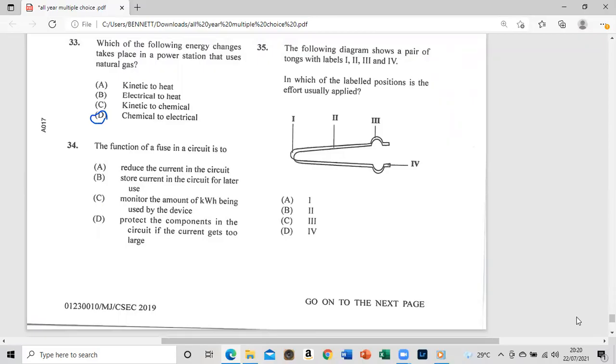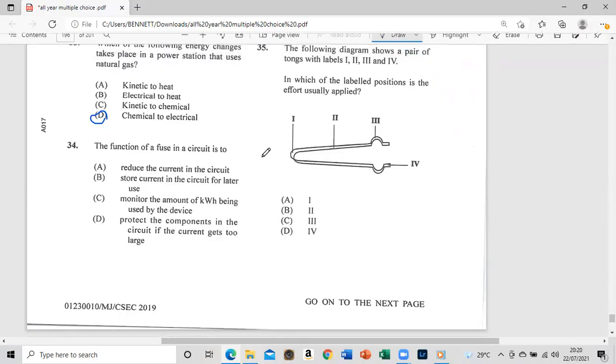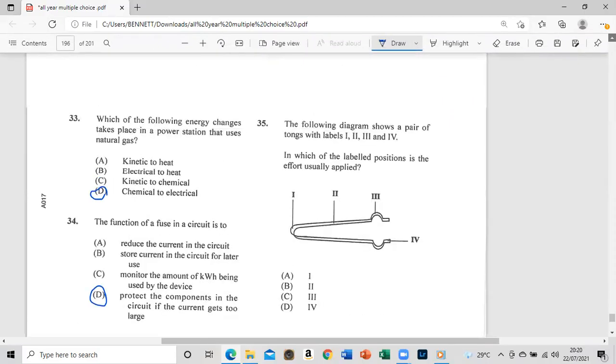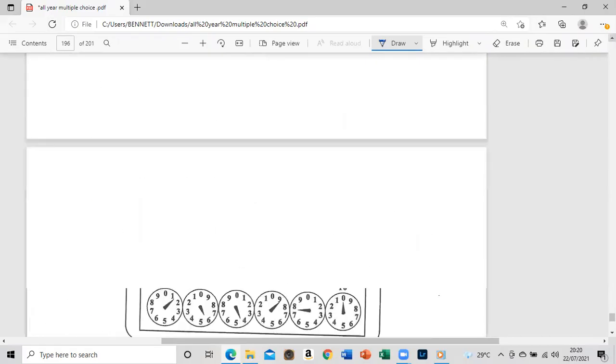The function of a fuse in a circuit is to A, reduce the current in the circuit, B, store current in the circuit for later, C, monitor the amount of kilowatt hour being used by the device, or D, protect the components in the circuit if the current gets too large. And that is D, to protect the components in the circuit if the current gets too large. All right, we're going on fine, guys.